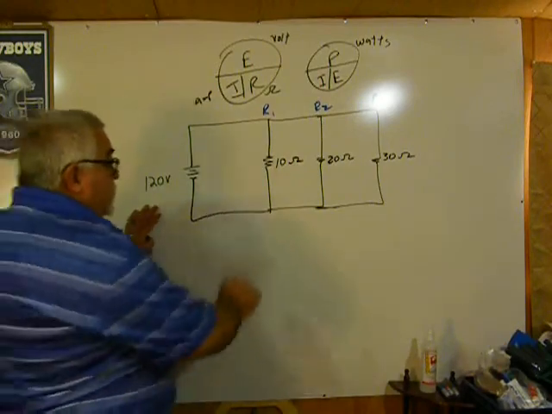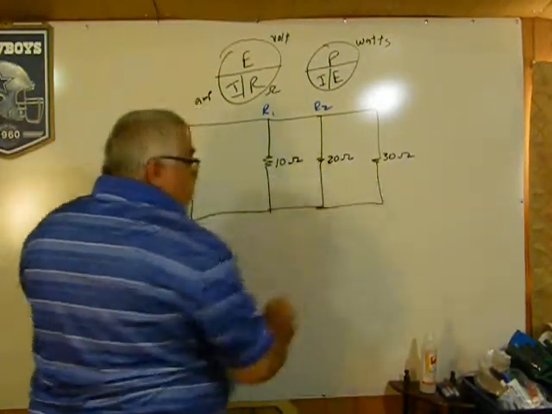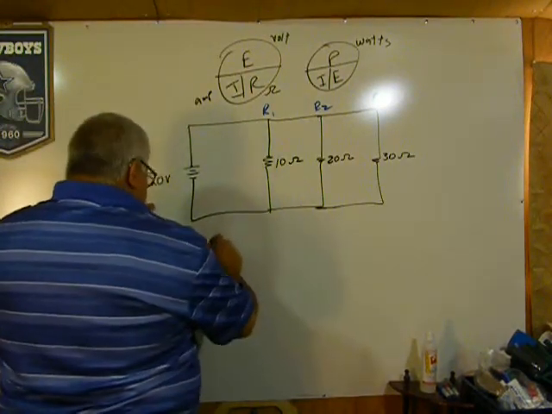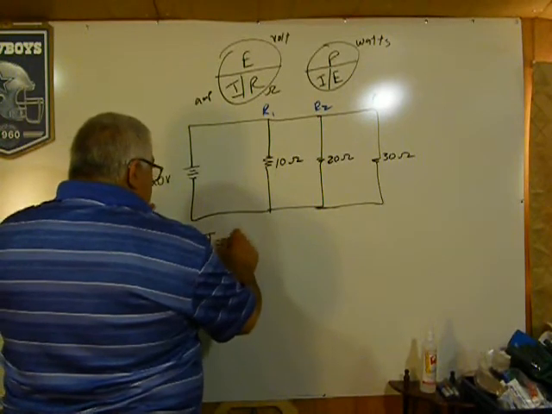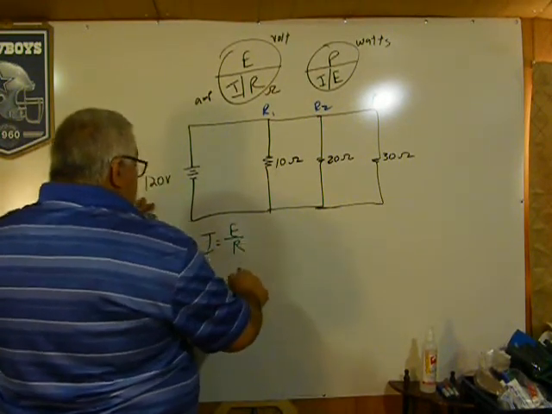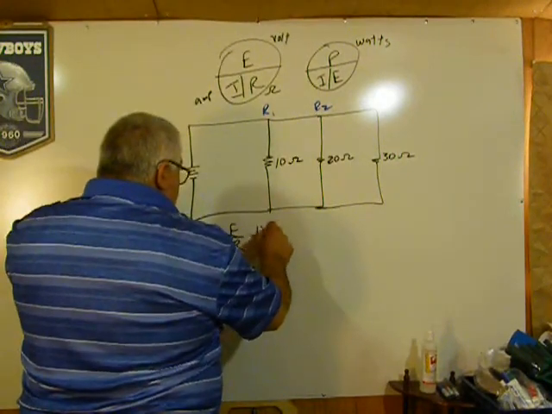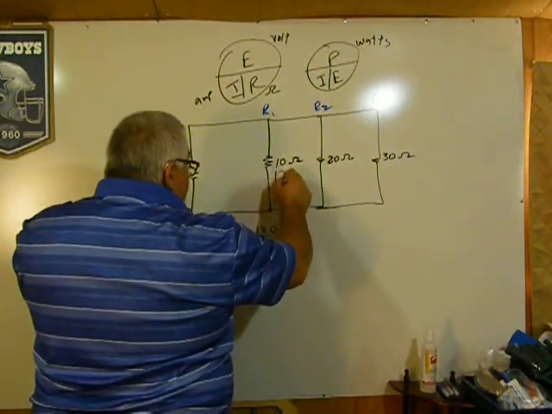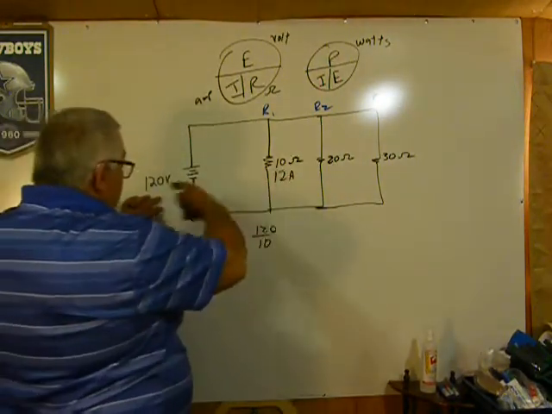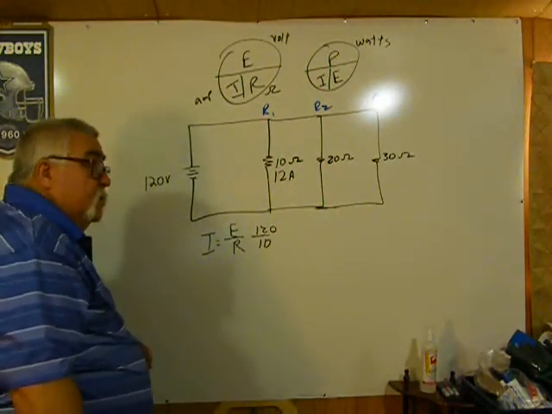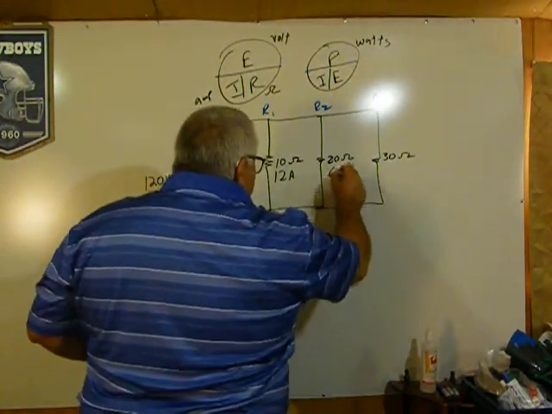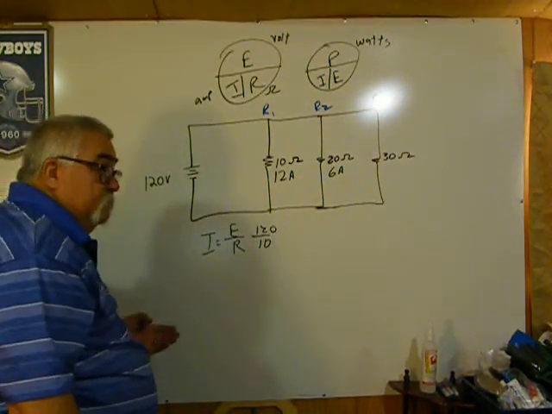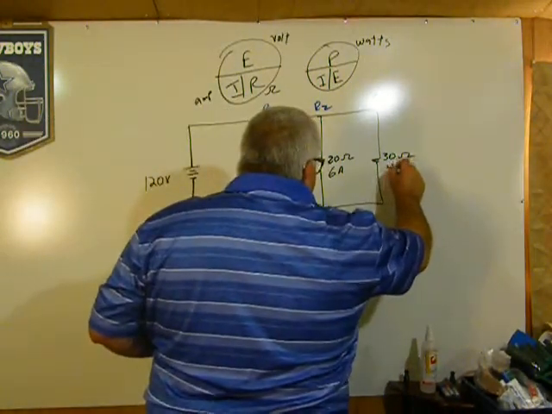So if I want to find the amperage for each individual resistor, I equals E divided by R. So it would be 120 divided by 10, which is 12 amps. 120 divided by 20 is 6, so this would be 6 amps. And then 120 divided by 30 would be 4 amps.